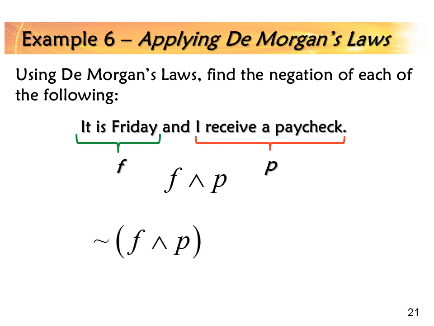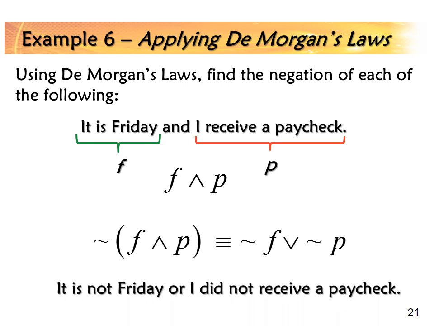So what would happen if I negated that? Well, according to De Morgan's law, if I negate a conjunction, I end up with the negation of each of the members of the conjunction in a disjunction. So that would be translated back as it is not Friday or I did not receive a paycheck. Okay, that's how that would be stated back. So this is just a relationship. Once you have it, you can work with it.